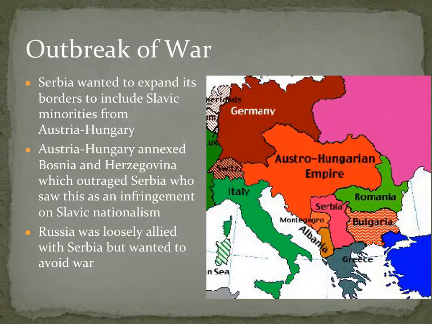Now, Russia, which is in the kind of like magenta color at the top right corner of the map, also has a lot of Slavic people. And so Russia was loosely allied with Serbia, but also not really interested in going to war. So Russia kind of has a promise to defend Serbia, but at the same time, they're not really interested in going to war against another large empire like Austria-Hungary at this time.